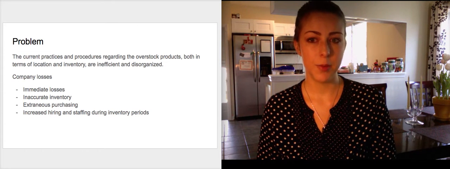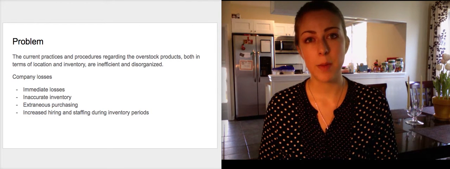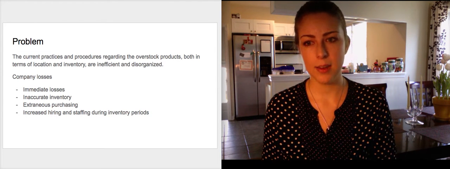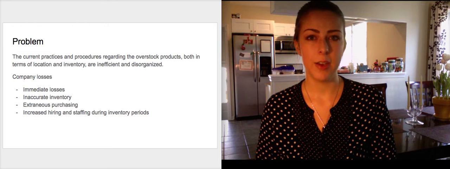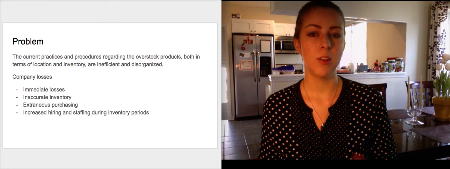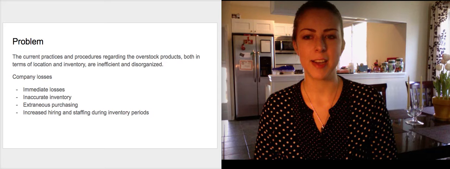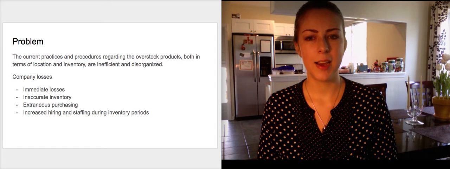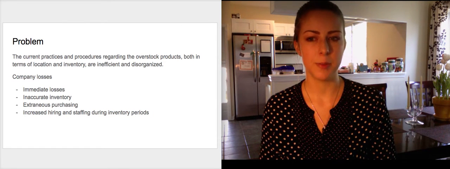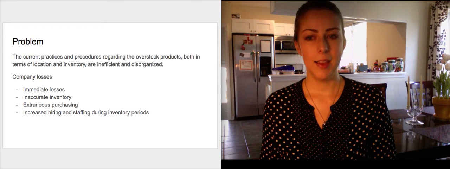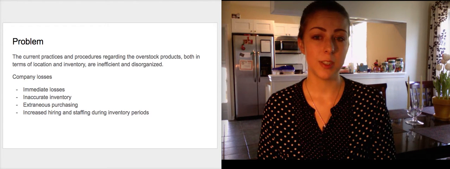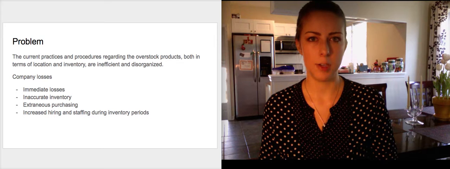Immediate losses, which is when a customer wishes to buy a product but it cannot be located. Inaccurate inventory, which is when there is a larger inventory than is truly reflected in the overhead, and new product isn't ordered for future customers to purchase. Inaccurate inventory also results in a loss of that original lost product as well.